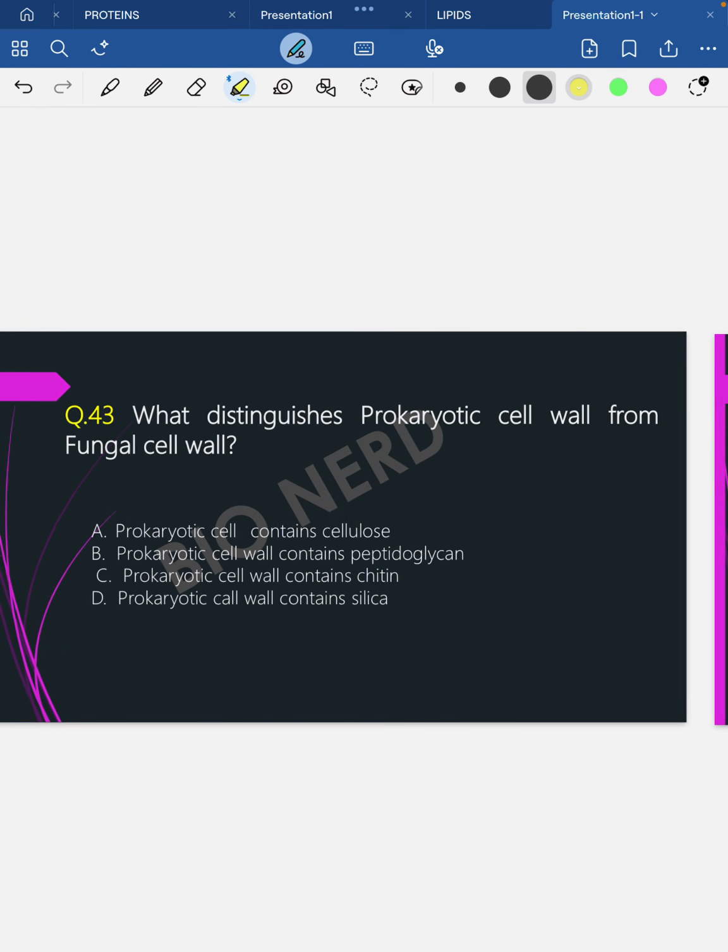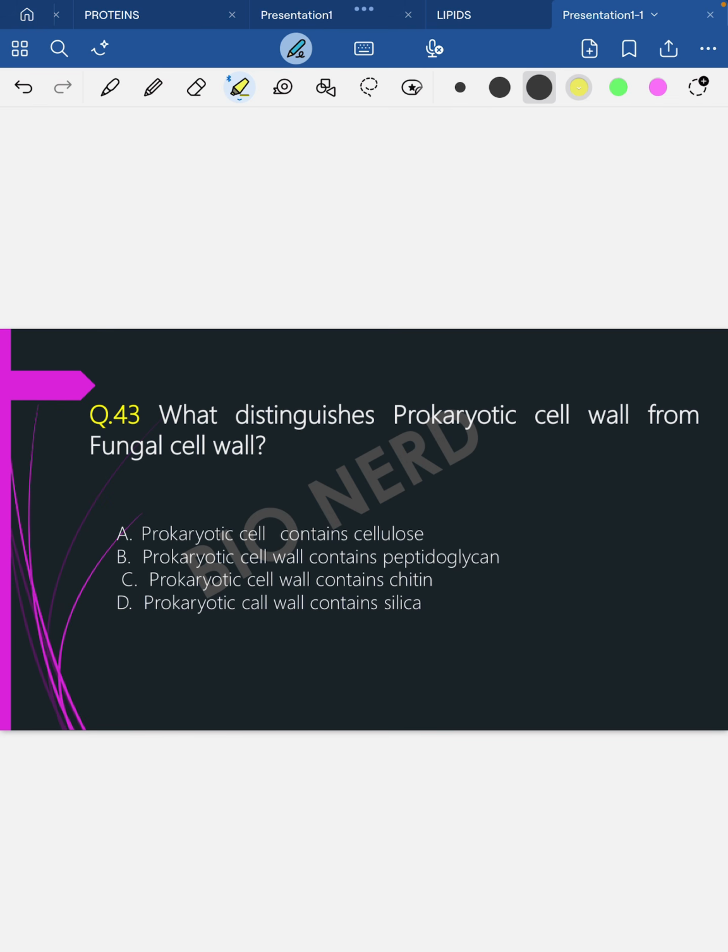43. What distinguishes prokaryotic cell wall from fungal cell wall? Very easy. Prokaryotic cell wall is made up of peptidoglycan, while the cell wall of fungal cell is made up of chitin. So here the option will be beta. Prokaryotic cell wall contains peptidoglycan. Okay.